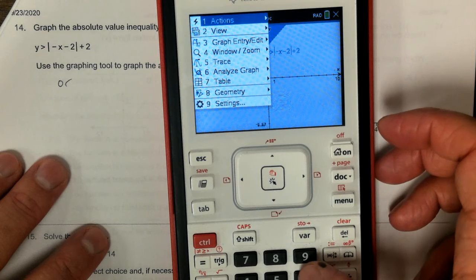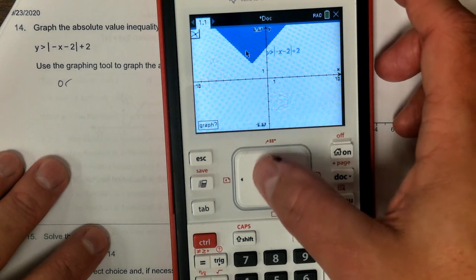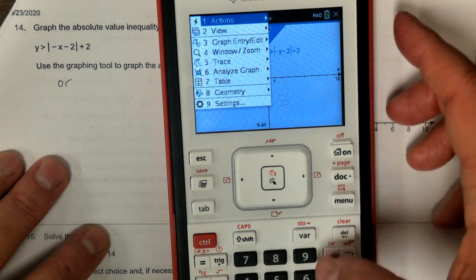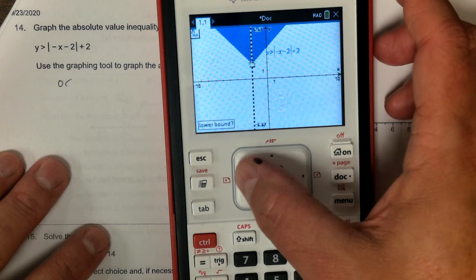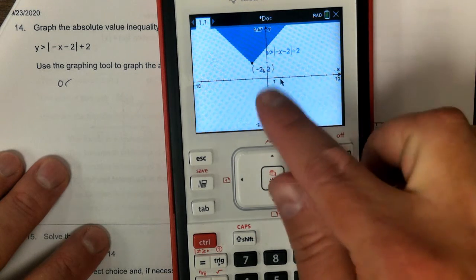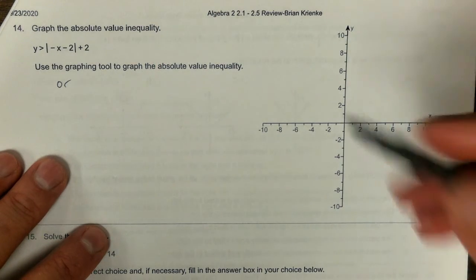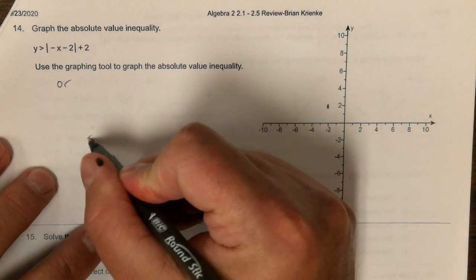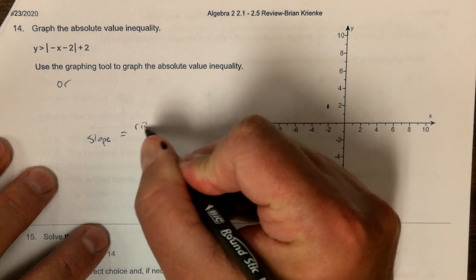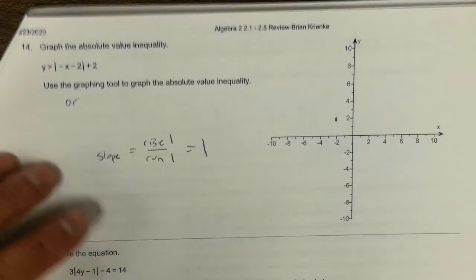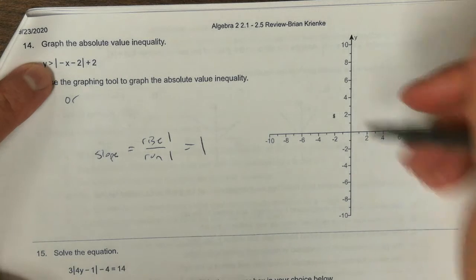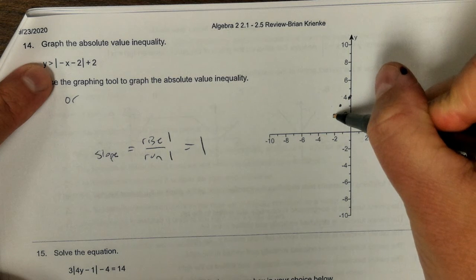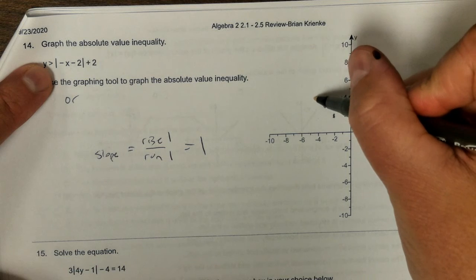So on this, let's go to our Analyze Graph, to our intersection. I meant to get to the minimum. Analyze graph, and then to get to the minimum here and here. That's negative 2, comma 2. And then we want to say the slope is equal to rise 1 over run 1 in our case, because there's no number in front of x. And so up 1, right 1, and then from here, up 1, left 1.